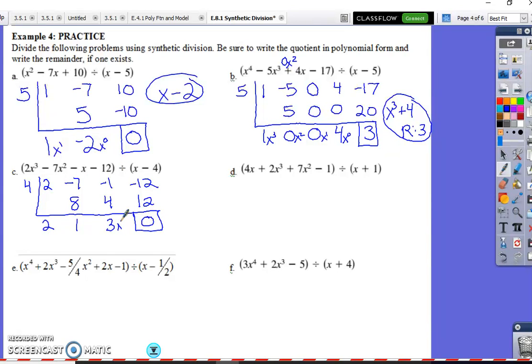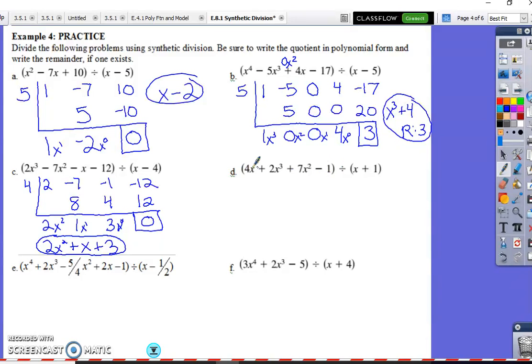This is my x to the 0 term, this is my x to the first term, and this is my x to the second term. So to write my answer here, I'm going to get a 2x squared. 1x to the first is just x, so plus x, and 3x to the 0. Again, you're not going to write the x to the 0, so this is plus 3. No remainder here, so this is my answer, 2x squared plus x plus 3, and you're done there. Again, we keep moving on.